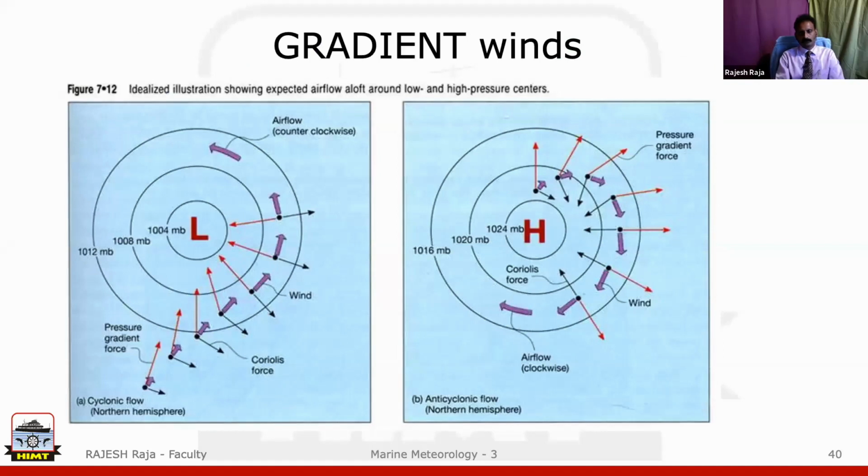Again, one more picture which is showing you all the forces together. In a low pressure, wind is slowly going towards the center. In a high pressure, wind is going away from the center. If you are looking only at the northern hemisphere, low has anti-clockwise wind and high has clockwise wind. If you go to the southern hemisphere, please do exactly the opposite. Southern low will become clockwise, and southern high will become anti-clockwise.